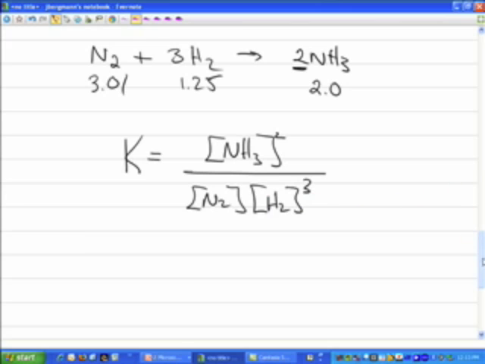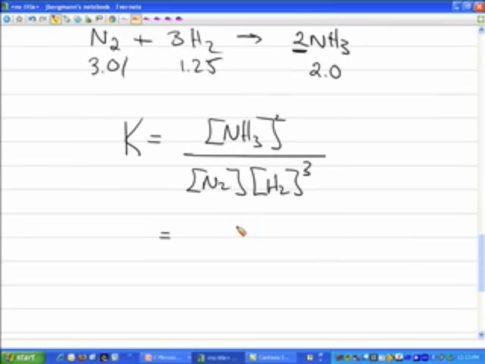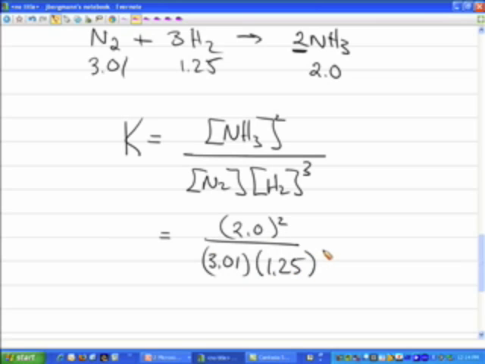And then you'd cube that right there. Yep. So now we actually just plug in some numbers. H3 is 2.0, and we're going to square that. I know that 2 squared is 4, divided by 3.01, times 1.25, and then you cube it.